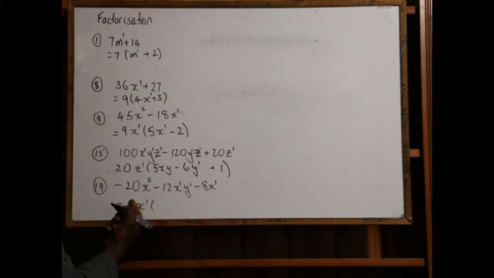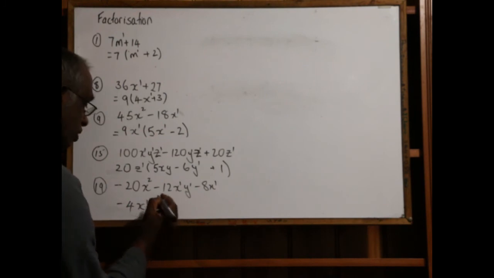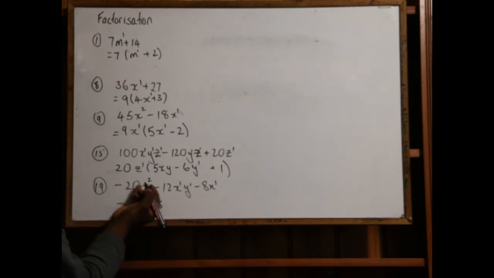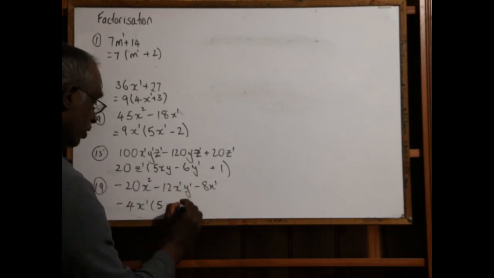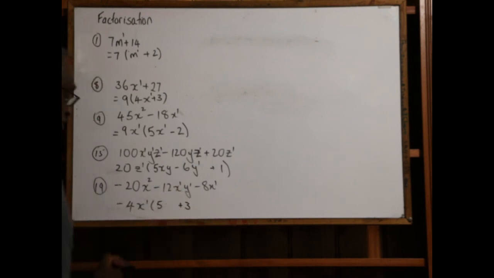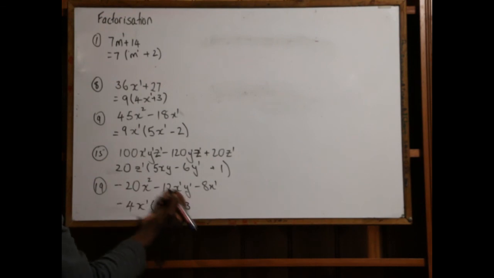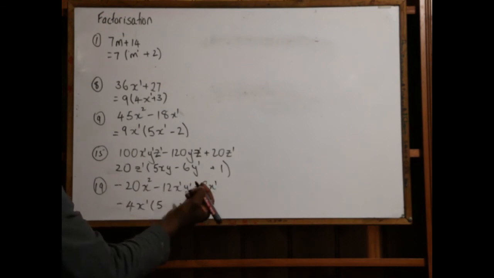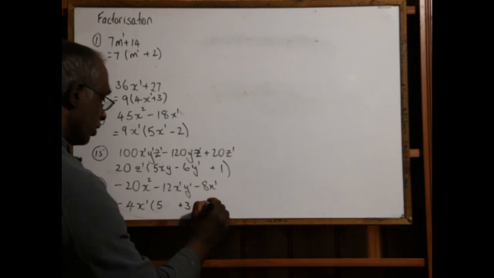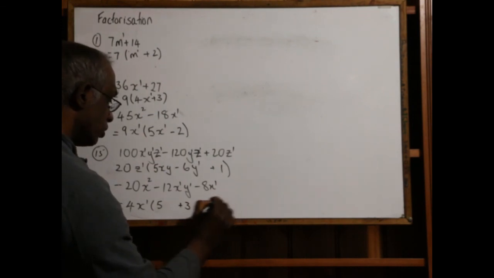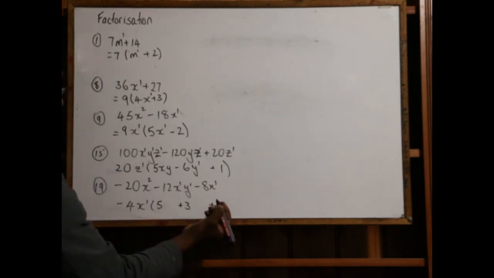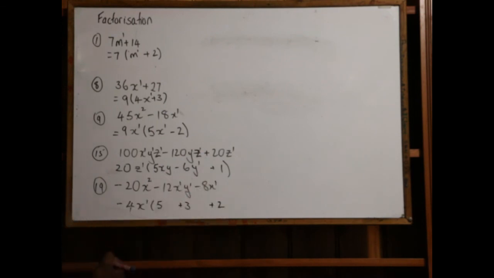Last one. -20 divided by -4 is 5. Check, -4 times 5 is -20. -12 divided by -4 is +3. Check again, -4 times 3 is -12. -8 divided by -4 is +2. Check, -4 times +2 is -8. So we've got the numbers correct.